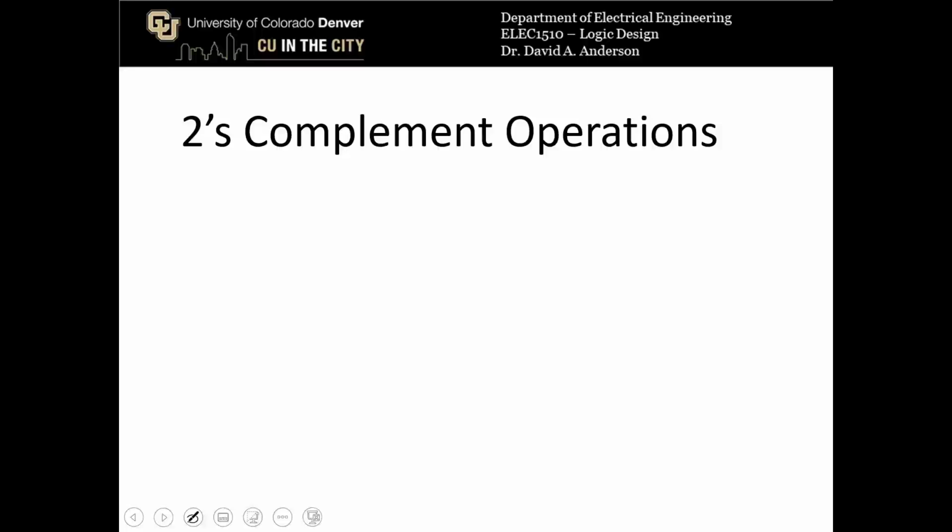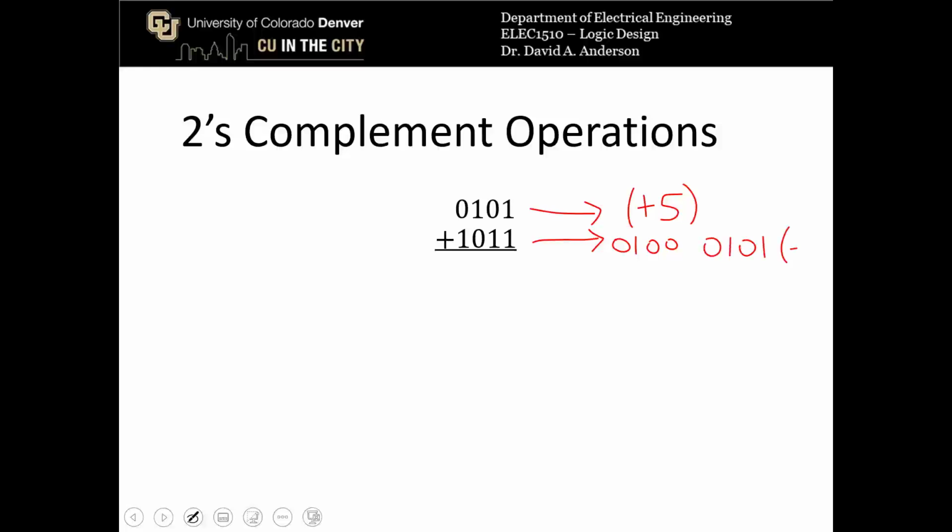So let's do a 2's complement operation example. Let's add 0, 1, 0, 1, which again is positive 5, to 1, 0, 1, 1. So we have to figure out what that is before we can know if the answer is going to be correct or not. And 1, 0, 1, 1, we have to first flip all of the bits, 0, 1, 0, 0, and add 1. So 0, 1, 0, 1. So this actually is negative 5. So if we add these together, the answer should be 0.